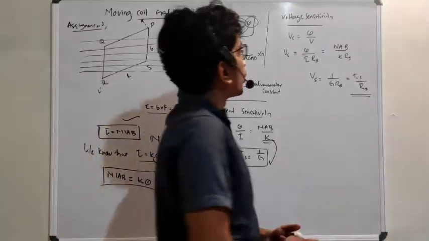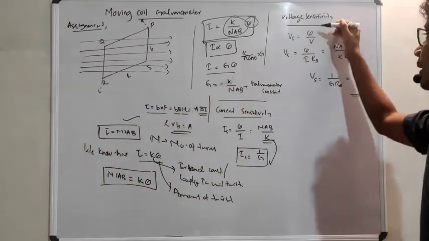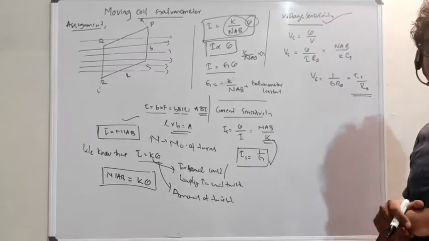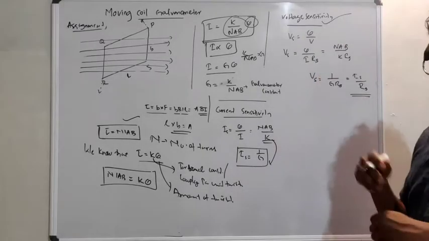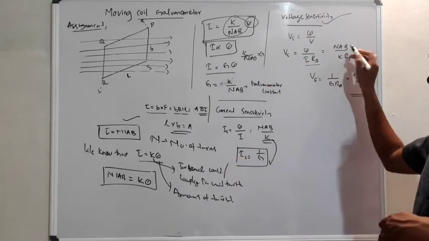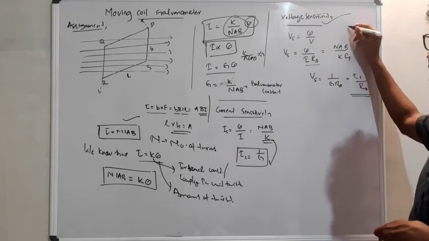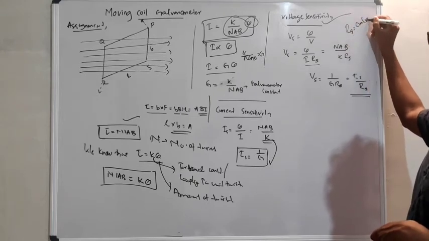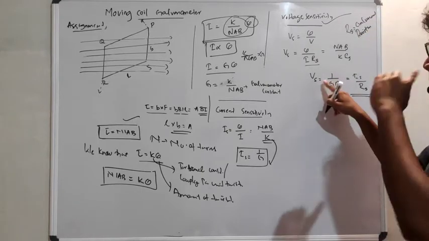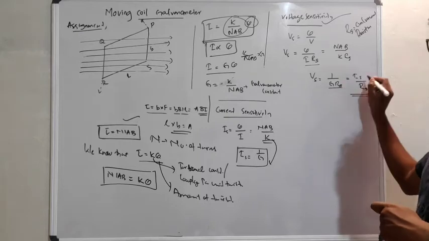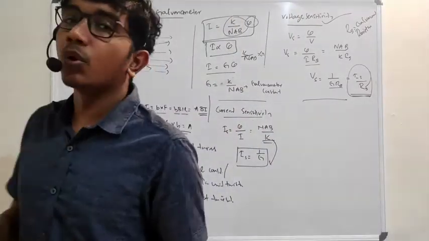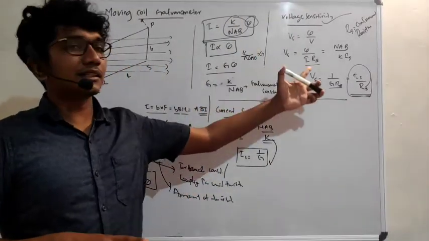Next one, voltage sensitivity. Vs is equal to theta divided by V, that is, the total twist per unit voltage. So Vs is equal to theta divided by I into Rg, since V is I into Rg. That is NAB divided by K into Rg. What is Rg? Rg is the galvanometer resistance. So Vs is equal to 1 by G into Rg, or Is divided by Rg. Here also you have to check how we can increase voltage sensitivity. So that covers current sensitivity and voltage sensitivity.